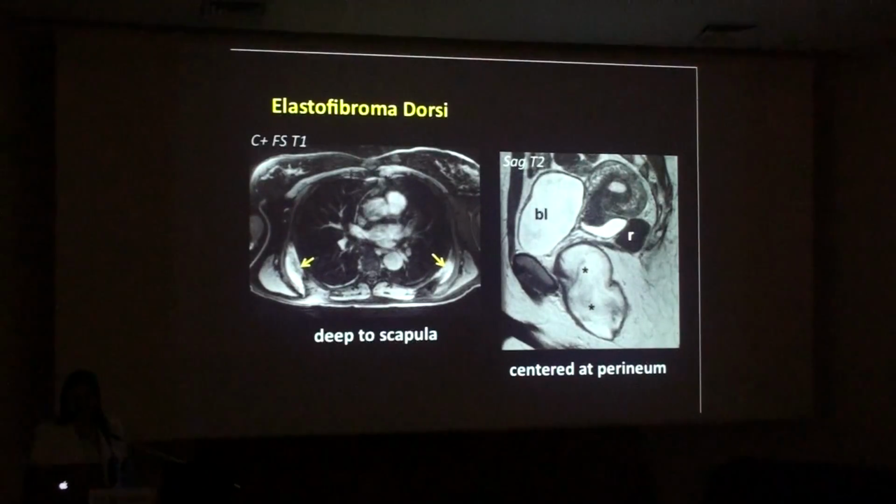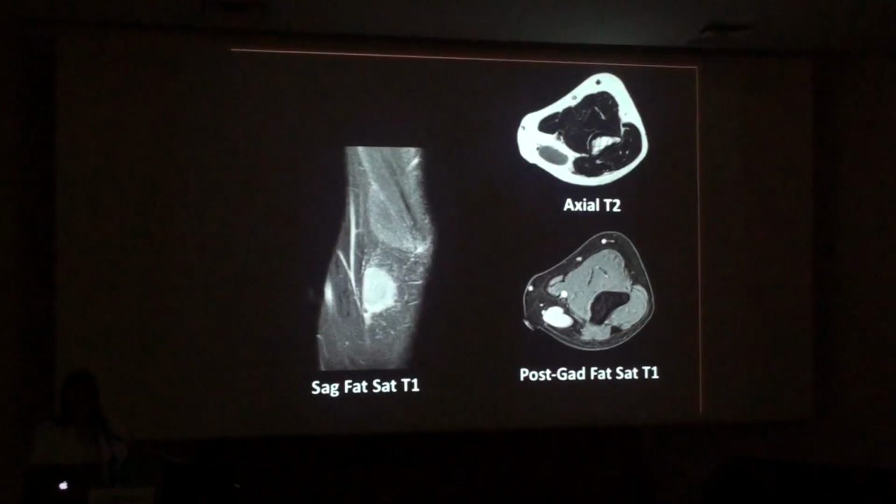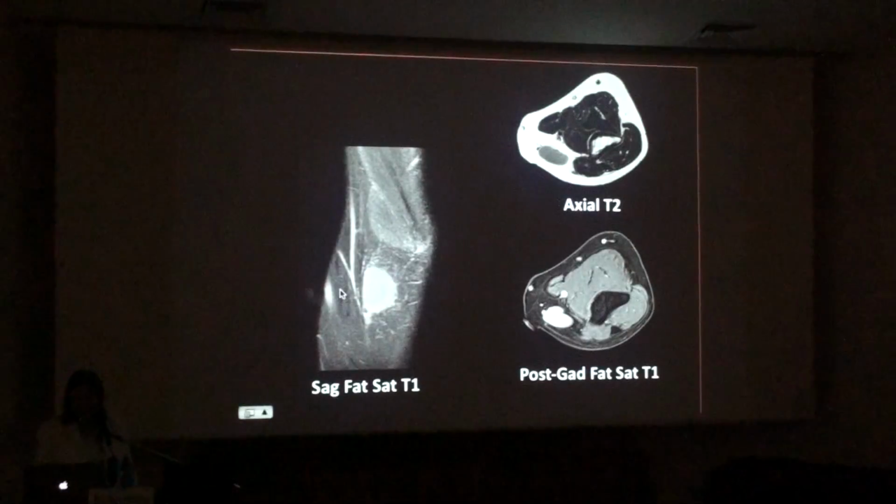High signal on T2. We need to give some contrast to decide cystic versus solid, and we do, and it enhances, and this is an aggressive angiomyxoma. Very characteristic location for an aggressive angiomyxoma to be centered at the perineum like that. It can occur in other locations, but the overwhelming majority in this location. All right, here's a young man who presented with a mass just above his elbow.